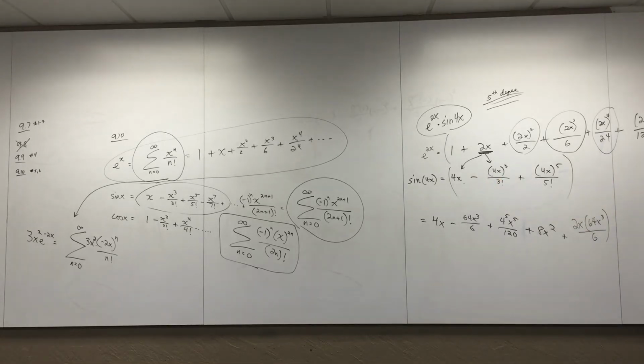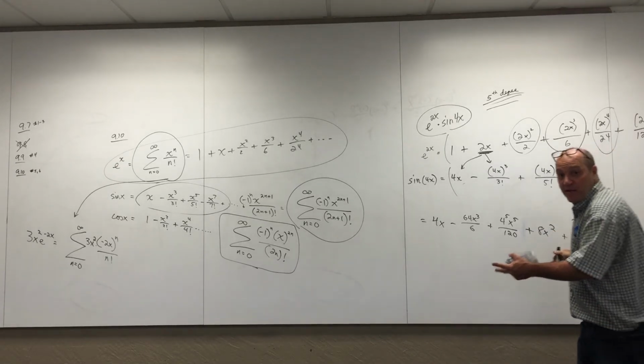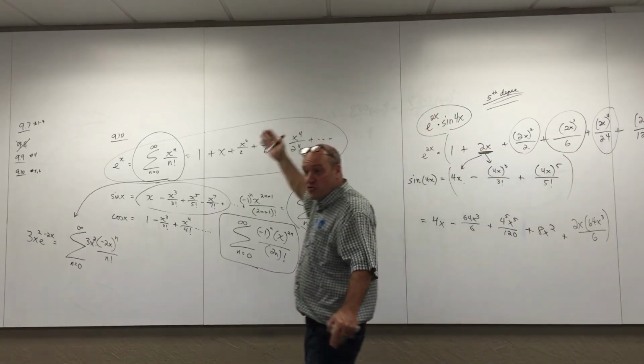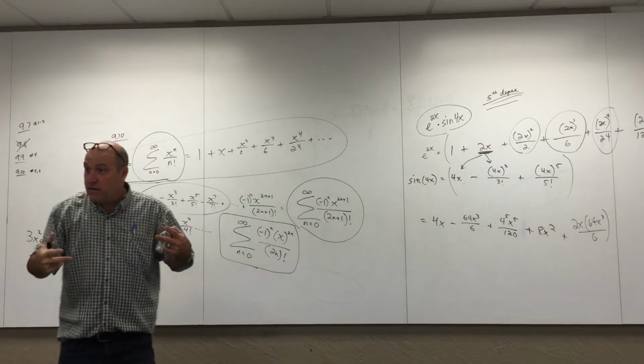What about this 5th degree? Oh, I don't even need this. You stop. Okay. And then I'll combine like terms and I'll have a 5th degree polynomial that matches this using 9.10.